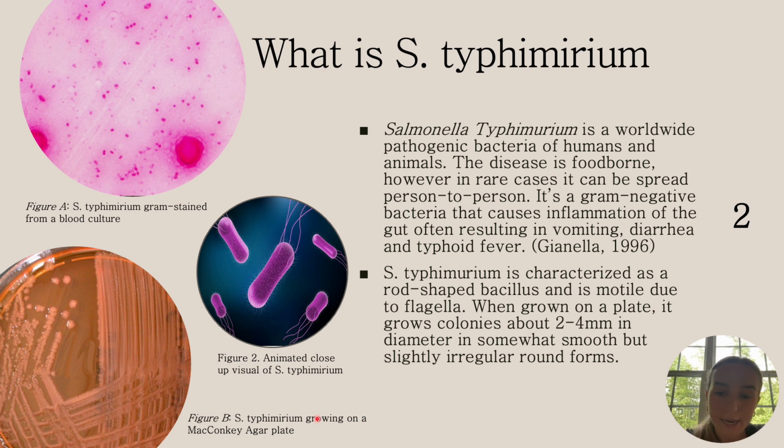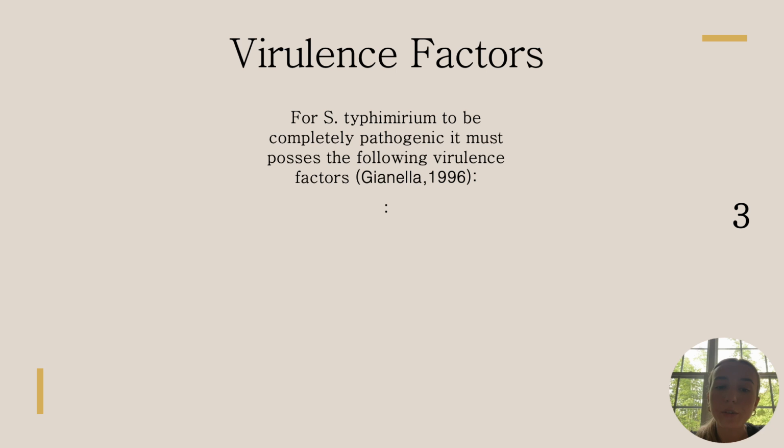And when it's grown on a plate, it can grow colonies about 2 to 4 millimeters in diameter in a somewhat smooth but slightly irregular round form that can be seen here on this MacConkey agar plate. As you can see, the colonies are pretty round and somewhat smooth, but they do have some slight irregularity on the edges of them.